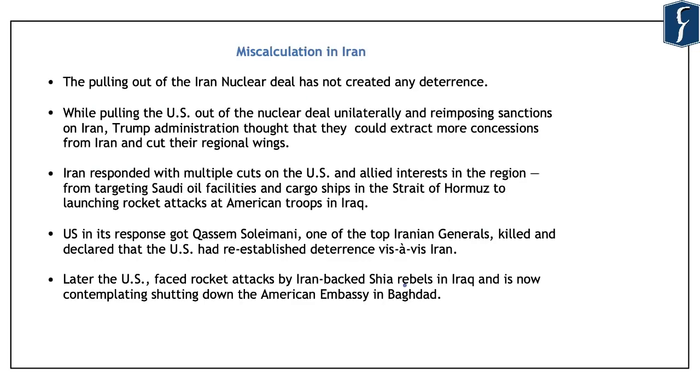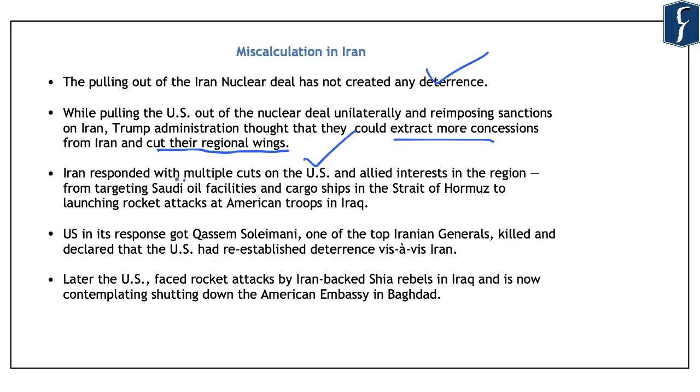So now let us look at the miscalculation that was undertaken by the United States of America in Iran. Now, the implicit goal of the United States of America while pulling out of the Iran nuclear deal was creating some kind of deterrence. And while pulling out of the Iran nuclear deal, the Trump administration had thought that they could extract more concessions from Iran and also cut the regional allies of Iran by reimposing the sanctions. However, Iran did not bow down and it responded with multiple cuts on the US and its allies.